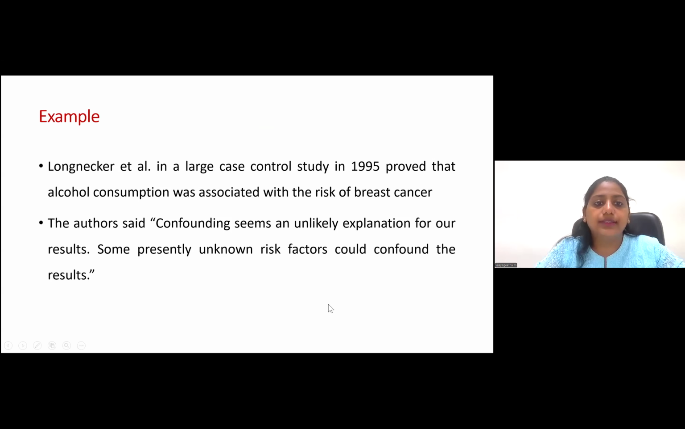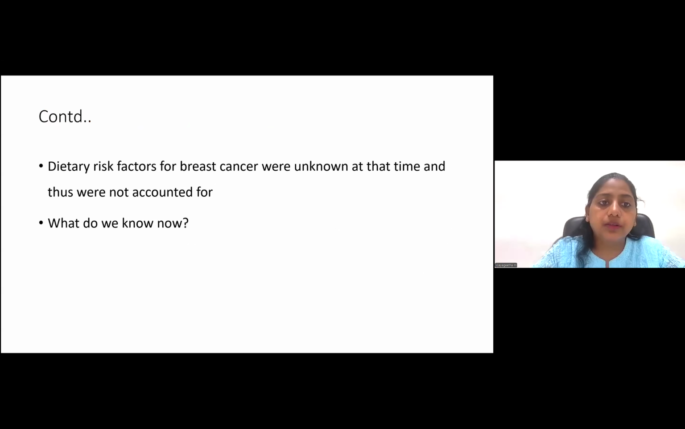This is another example. Longnecker et al., in a large case control study in 1995, showed that alcohol consumption was associated with the risk of breast cancer. The author said, confounding seems an unlikely explanation for our results. Some presently unknown risk factors may confound the results. At that time when the study was done, dietary risk factors for breast cancer were unknown and thus were not accounted for in the study. Okay.